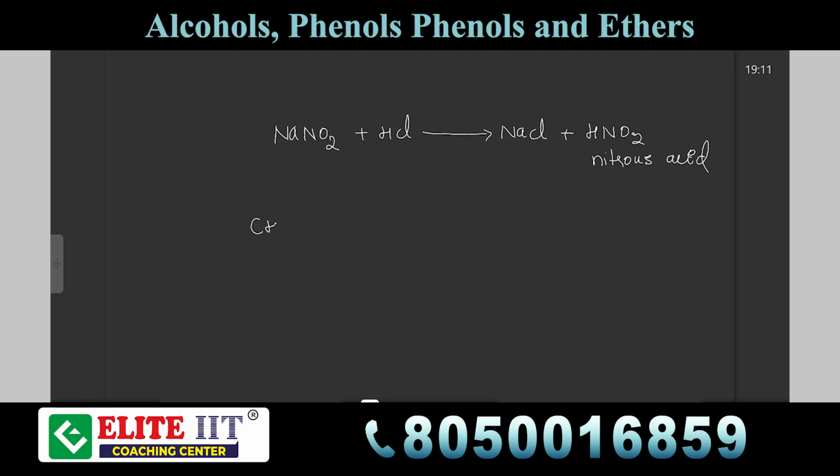Take any primary amine, that is nothing but CH3NH2, which we call methylamine. It is also called a primary amine. Treat this with nitrous acid, HNO2. We get here CH3OH. Nitrogen gas will be eliminated out with liberation of water.